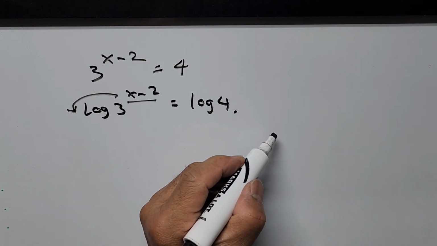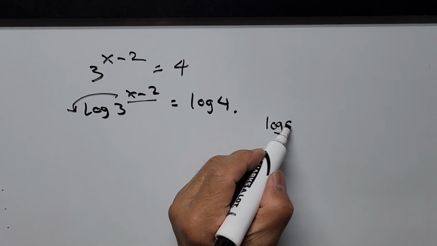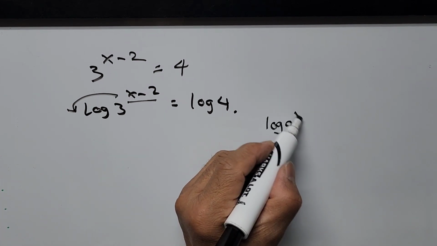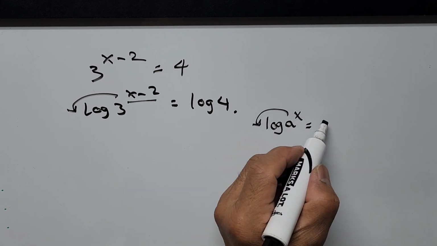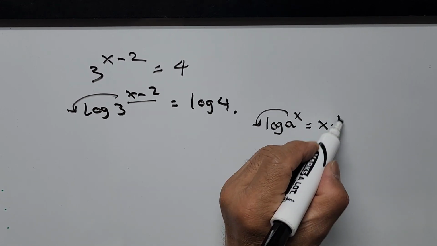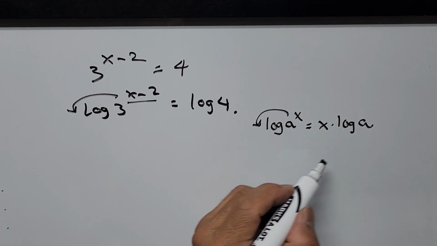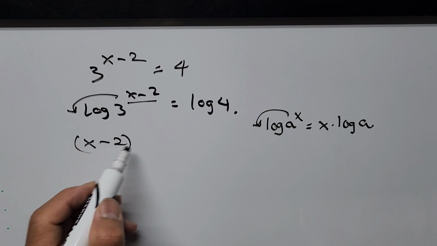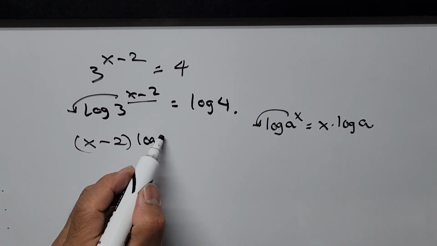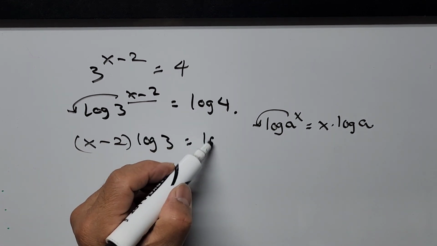That is, logarithm of a to the power of, let's say, x. Put down the x to the front. So this is now equal to x times the logarithm of a. So here we have x minus 2 times logarithm of 3 is equal to logarithm of 4.